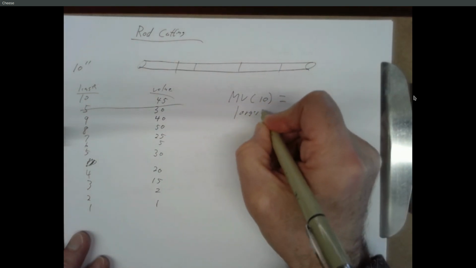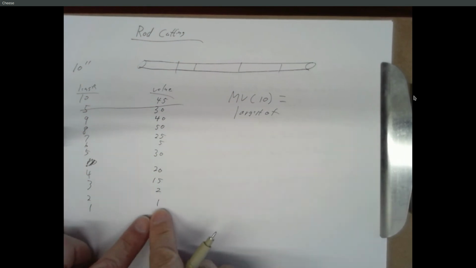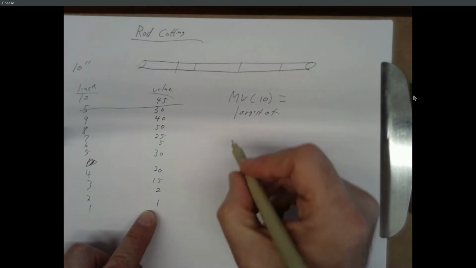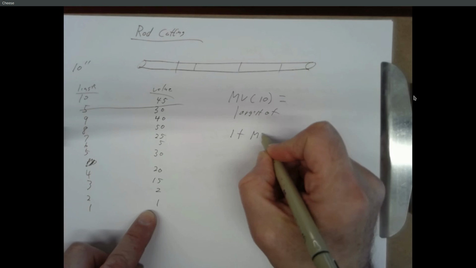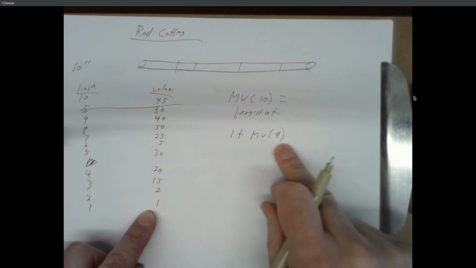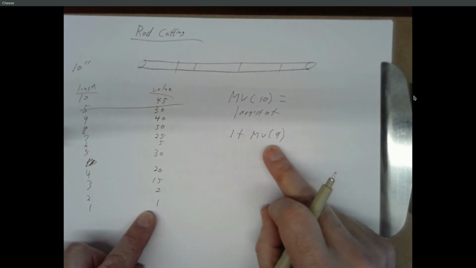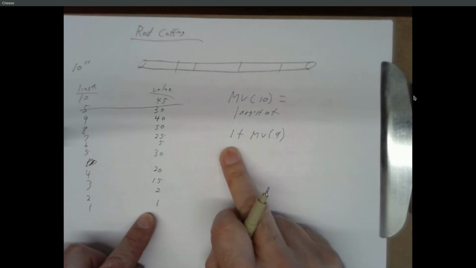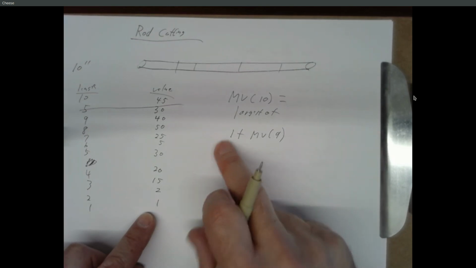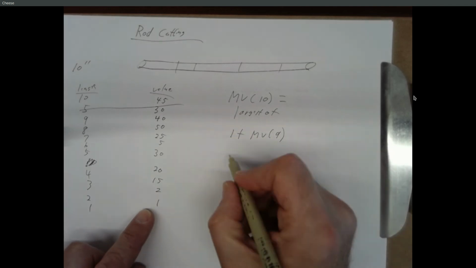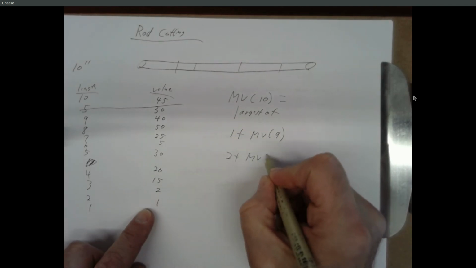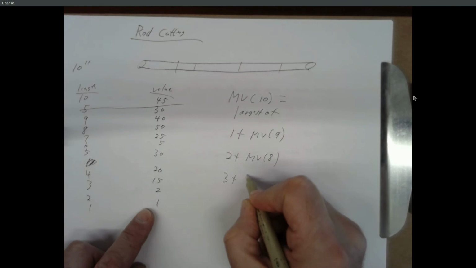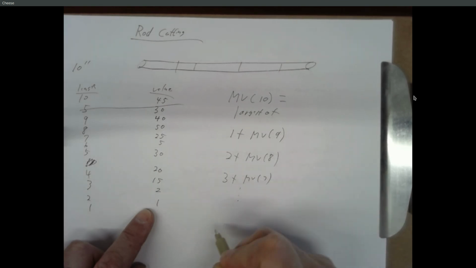is the largest of, well, if we cut off a 1-inch piece, we get a value of 1, and we have 9 inches left, so whatever we can do to maximize selling off that 9-inch piece, if we add one more dollar, that's our maximum value, assuming that we have a 1-inch piece in our solution. Or we could have a 2-inch piece plus max val 8, or a 3-inch piece plus max val 7, and so on. Or a 9-inch piece plus max val 1, or a 10-inch piece plus max val 0.